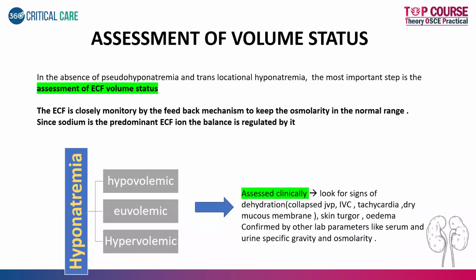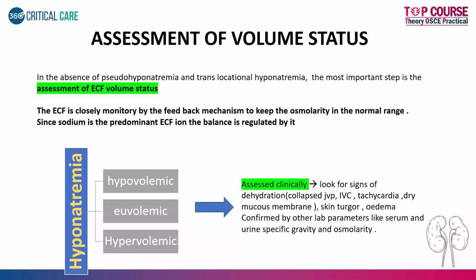Okay, whenever we have these things, we need to assess the volume status, usually by clinical methods only. It can also be assessed by adjunctive methods like ultrasonography. So always look for signs of dehydration like collapsed JVP, do an USG, check for the IVC status, look for signs of tachycardia, dry mucous membrane, depressed skin turgor. Okay, the presence of edema usually indicates a hypervolemic picture.